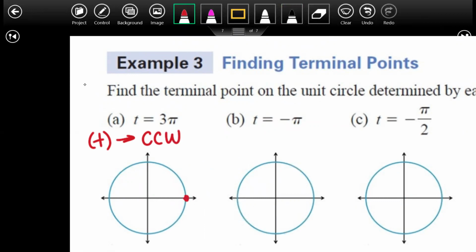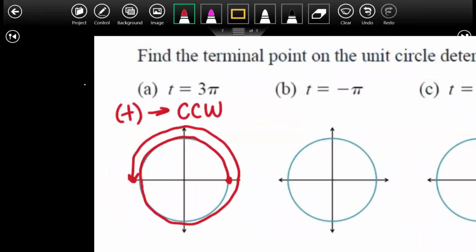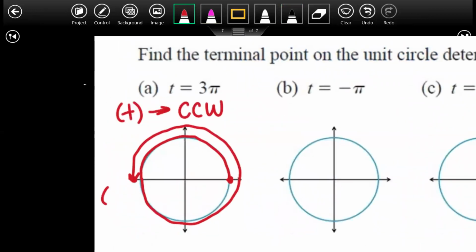Starting off here, this would be pi units. This would be 2 pi. And if we do one more half spin around, we're going to end up with 3 pi. It's going to be a spin, one more pi units around. What point is that? Again, we're traveling that distance around our unit circle.